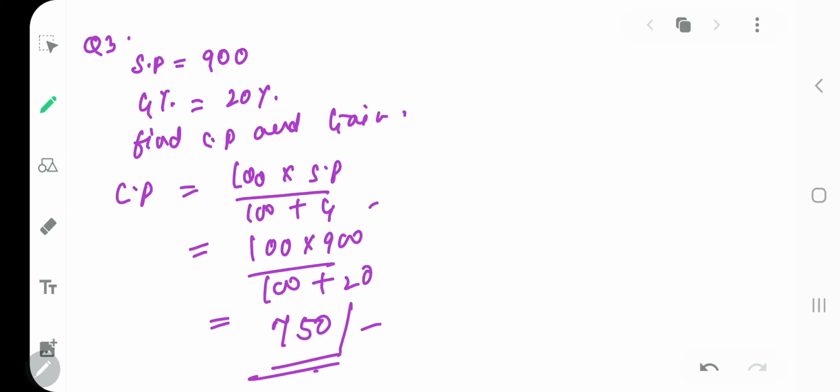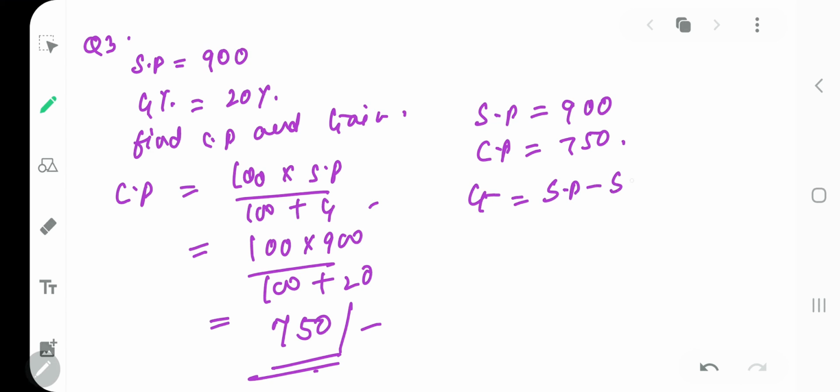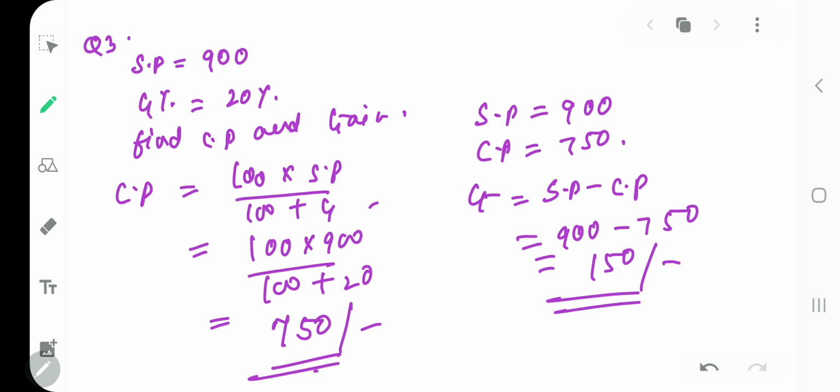And once you got CP, you have your SP as 900, your CP is 750, and you have to find gain. Gain is SP minus CP. Yes or no? Yes. So it is 900 minus 750 and that will count to 150 rupees as your gain.